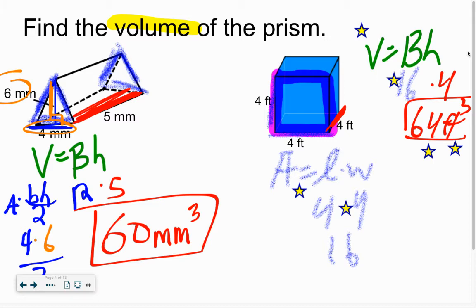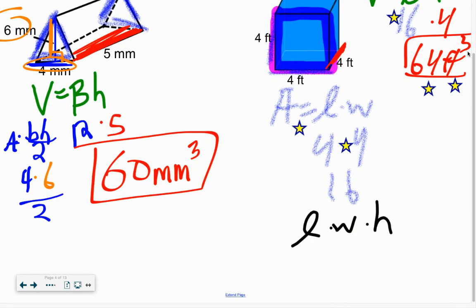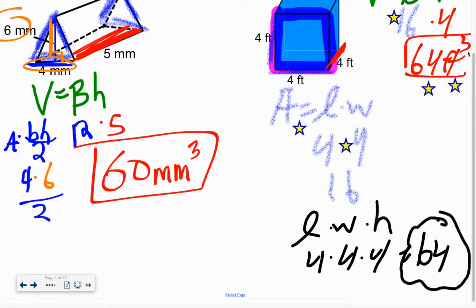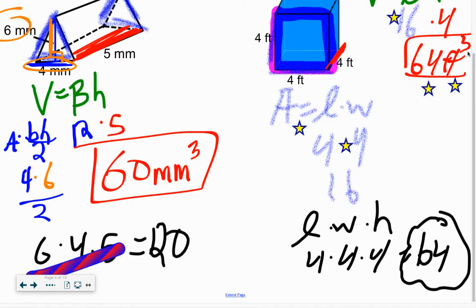You could look at that, and some of you said, Mr. Walls, can't we just take length times width times height? Can't we just take 4 times 4 times 4? You are absolutely right. 4 times 4 times 4 gives you that 64, and that does work. But that only works on boxes or rectangular prisms. Over here with the triangular prism, if you took 6 times 4 times 5, that gives us 120, and that is not right. So that does not work here.